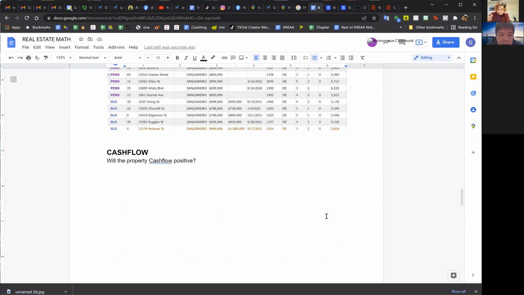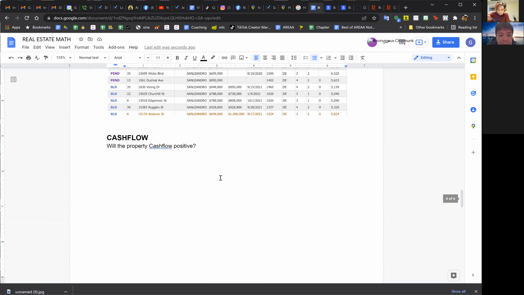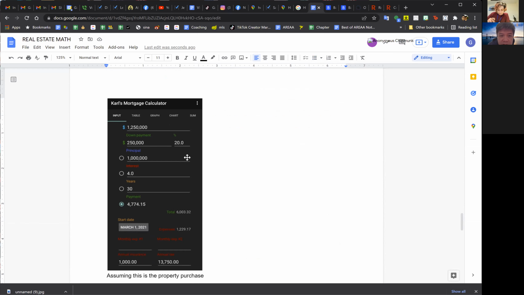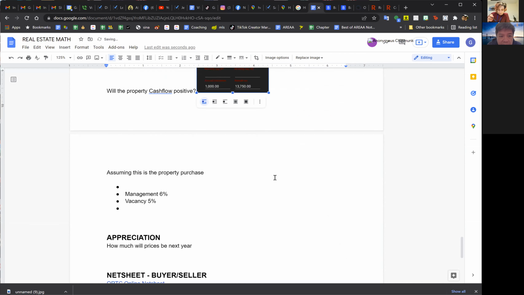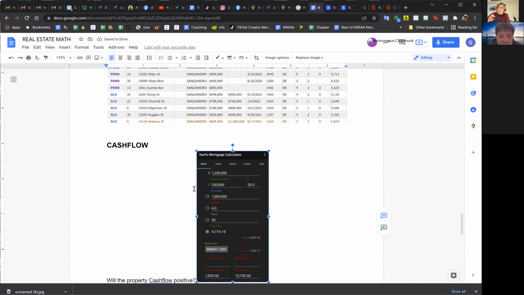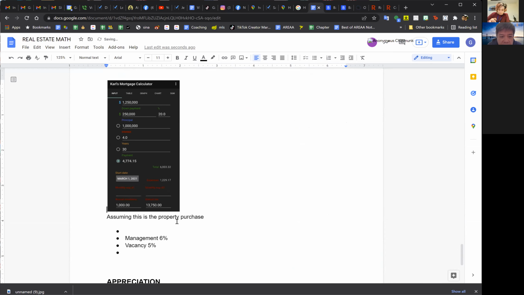Cash flow. Will the property cash flow? That's an important conversation, especially if you're working with investors. You want to make sure that you're earning money for the property that they're going to buy. So let's take a look.